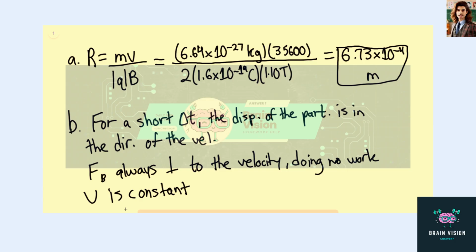No component of the magnetic force is changing the velocity, and thus there is no acceleration. The magnetic force is doing no work on the particle. Therefore, again, there's no acceleration, and velocity is constant, even though there's a magnetic force acting on the particle. That magnetic force, however, is always perpendicular to velocity, so it's acting in a completely different direction. So again, velocity is constant for part B.